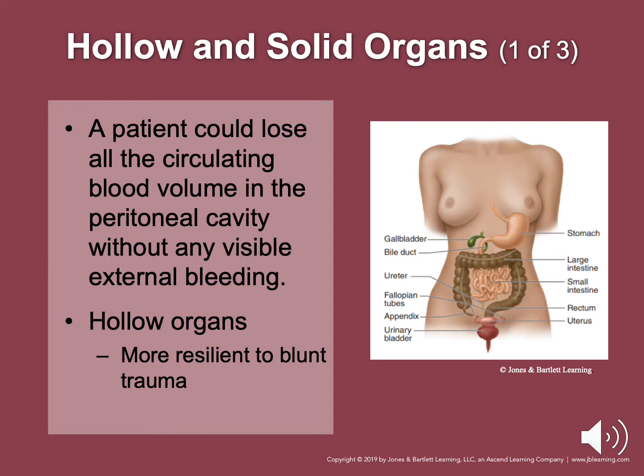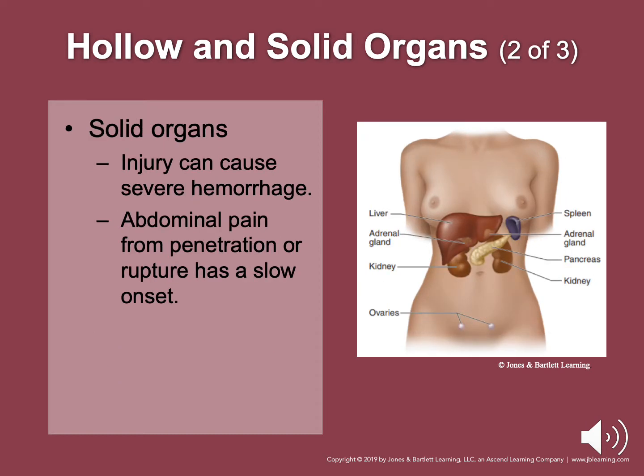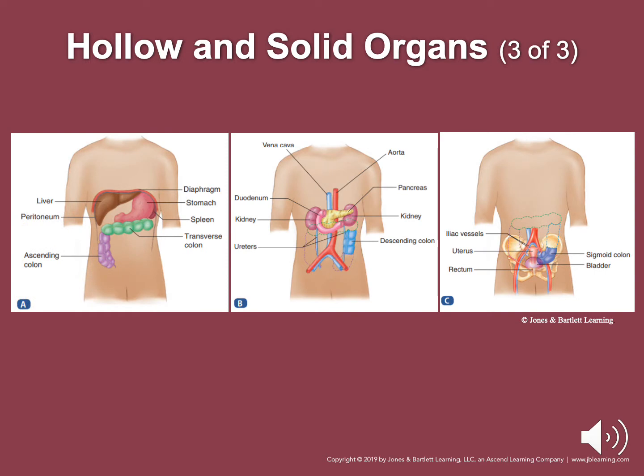Hollow organs are structures through which material passes, more resilient to blunt trauma, and less likely to be injured by trauma, unless they are. Solid organs include the liver, spleen, pancreas, and kidneys. Injury can cause severe hemorrhage. Abdominal pain from penetration or rupture of solid organs has a slow onset. These are the organs of the abdomen.